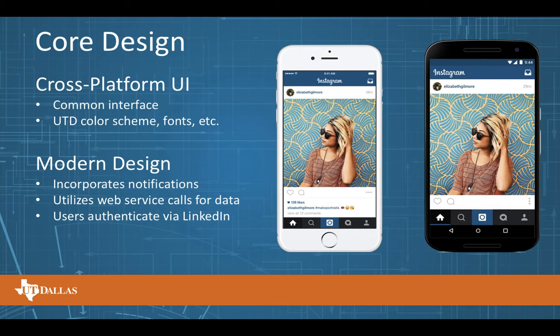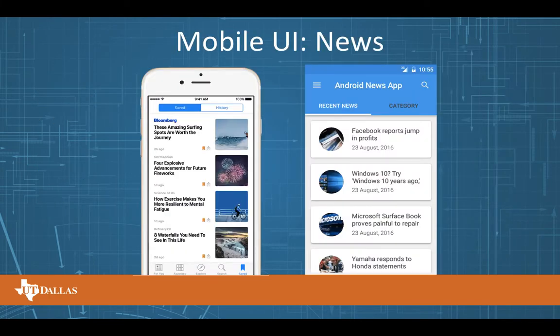What we're looking for core design wise is something that would be clean and consistent across both of the platforms. As you can see here, we want it to look the same on iOS and Android, so pretty much agnostic as far as the platform that it runs on. We want a common interface. We want to utilize the same UTD orange and greens and things like that, and maybe our new logo as well. Basically just a modern design, right? We want it to look like everything else that's out there. We're not trying to fork or be weird.